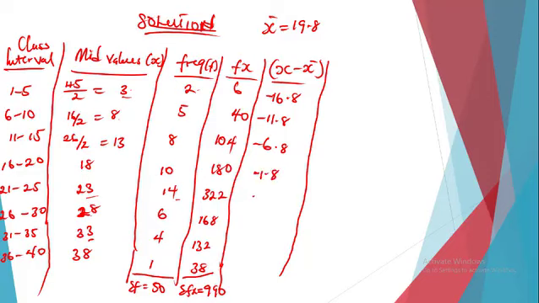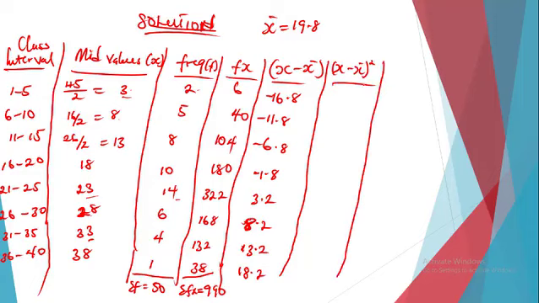This is 3.2. This is 8.2. That is 28 minus 19.8. Then we have 33 minus 19.8, and that will give us 13.2. 38 minus 19.8 will give us 18.2. Okay, so we're done with that. Then the next thing we'll find is x minus x bar squared, the square of all this.